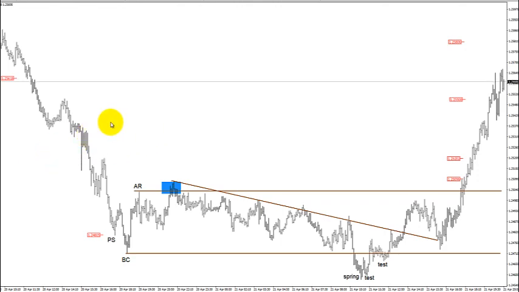Okay, just a few hours ago, I posted a trade here on the dollar Canadian. This is the dollar Canadian. We're looking at a 5 minute chart. I'm going to go back and forth between the 5 minute chart and the 1 hour chart, just so that I can show you different things.